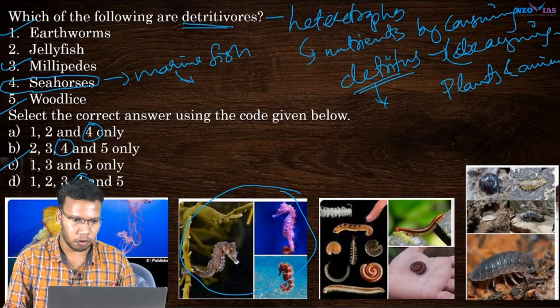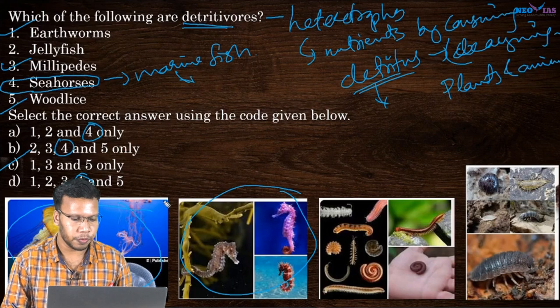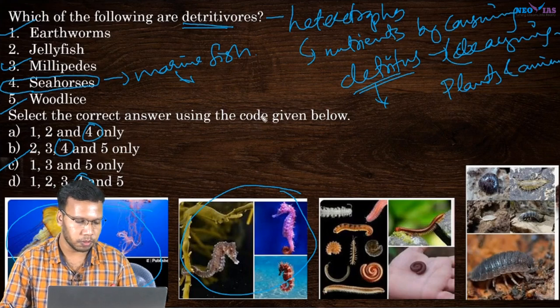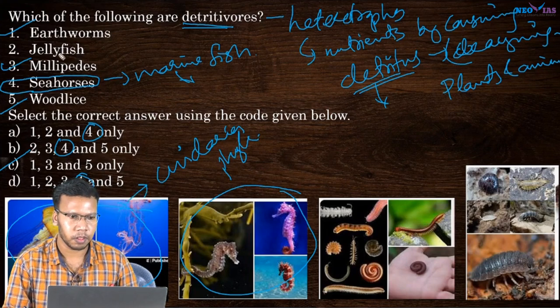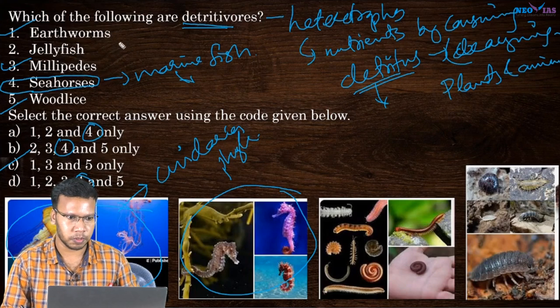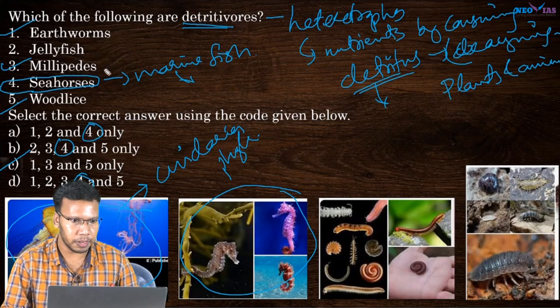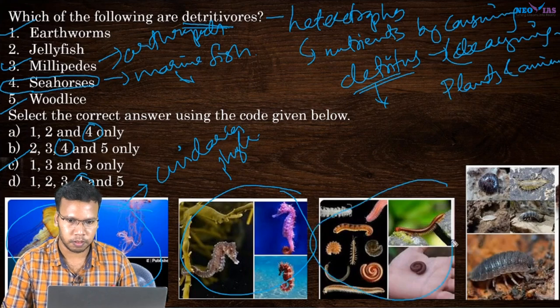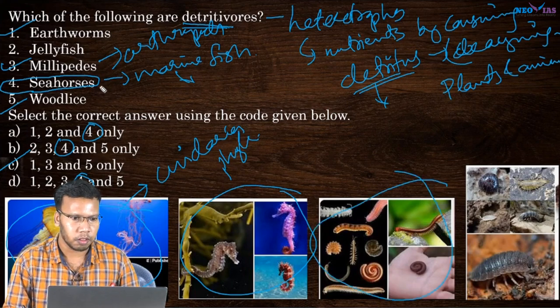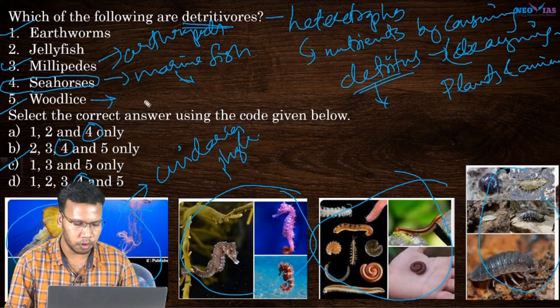Okay. So let us discuss all these animals. Jellyfish are free-swimming marine animals which come under the phylum Cnidaria, and they eat other organisms. Wood lice and millipedes are arthropods. Here are the millipedes, and the seahorse we already discussed. These are the wood lice, and they are a kind of crustacean.